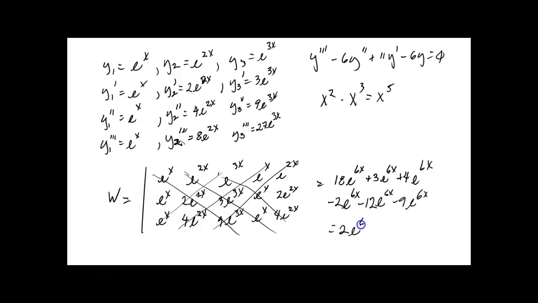So that gives us 2e to the 6x. You know, I don't care what x you put in there. That's going to be a non-zero number, because e to the x is never 0, and 2 is never 0. So you don't care what it is, you just know it's not 0. For any x you put in there, it's never going to be 0.